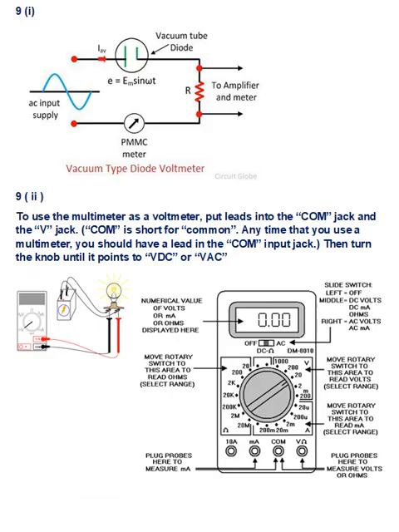Question 9. Part 1. Diagram of vacuum tube voltmeter is given. Part 2. Working of a multimeter as a voltmeter is explained with the help of diagrams.